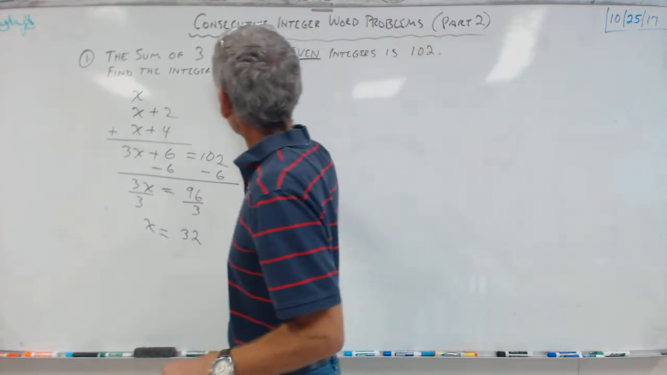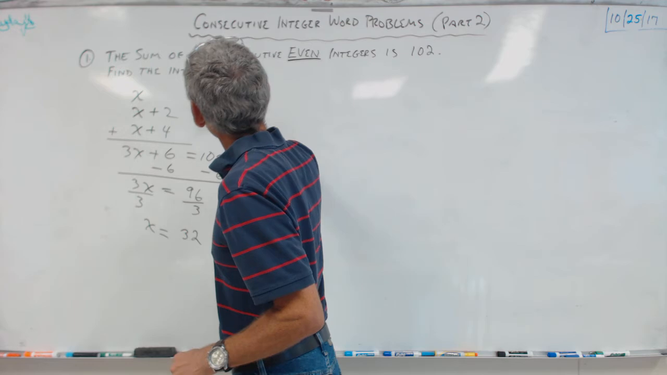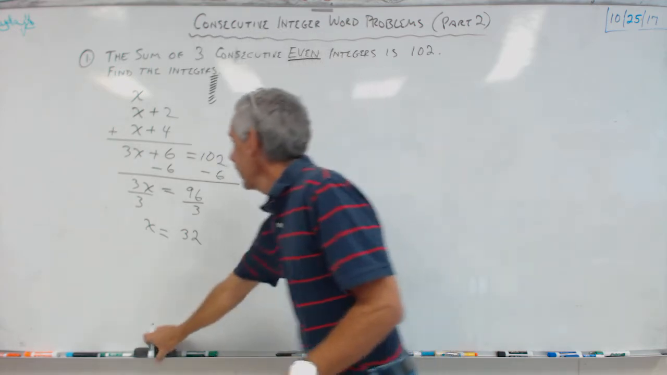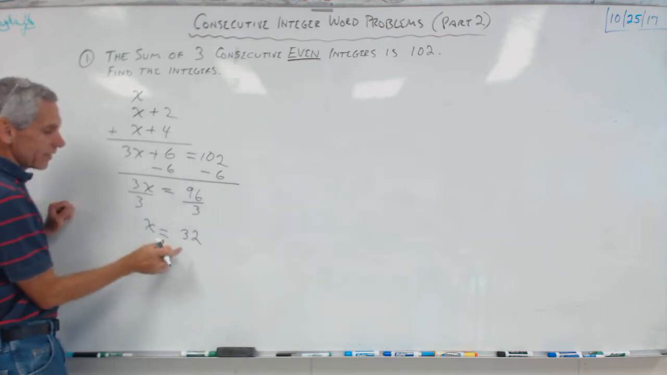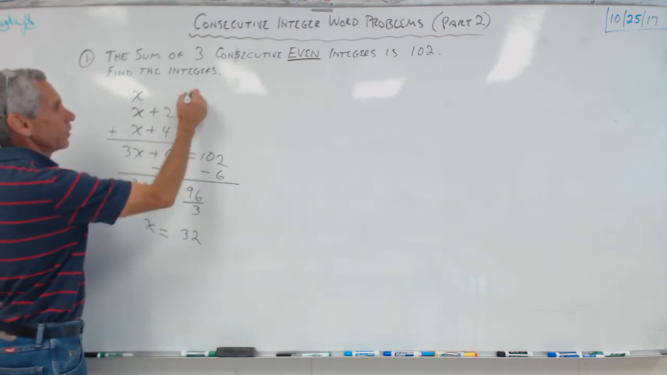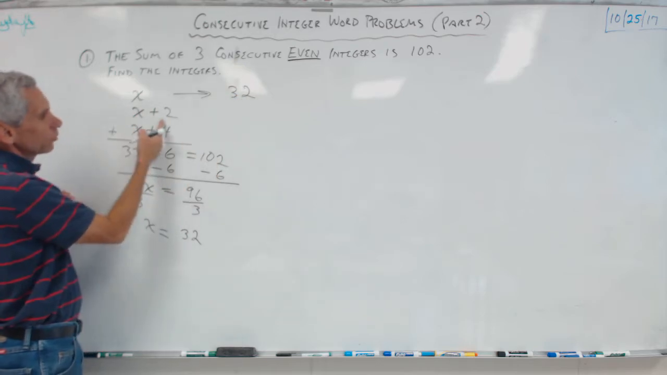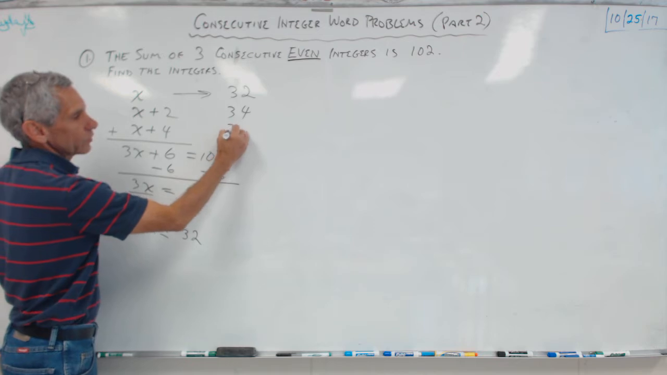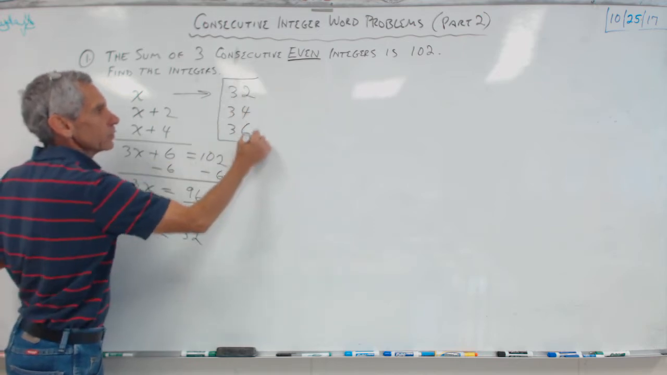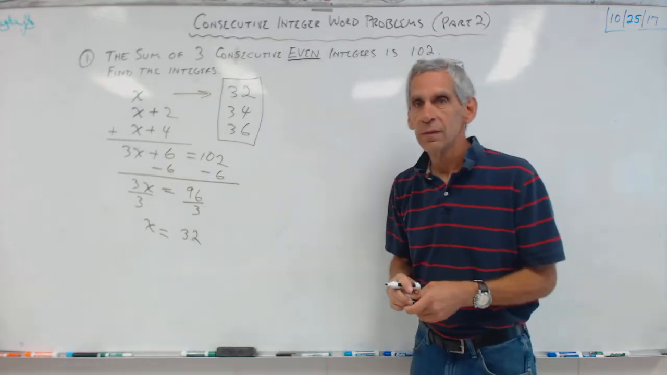I just want to draw this to your attention. We've got 3 numbers. Since I know x is 32, I come up here and I've got my x is 32. And this is 32 plus 2, which is 34. And this is 32 plus 4, which is 36. And there I've got my answers. Pretty easy, pretty straightforward.